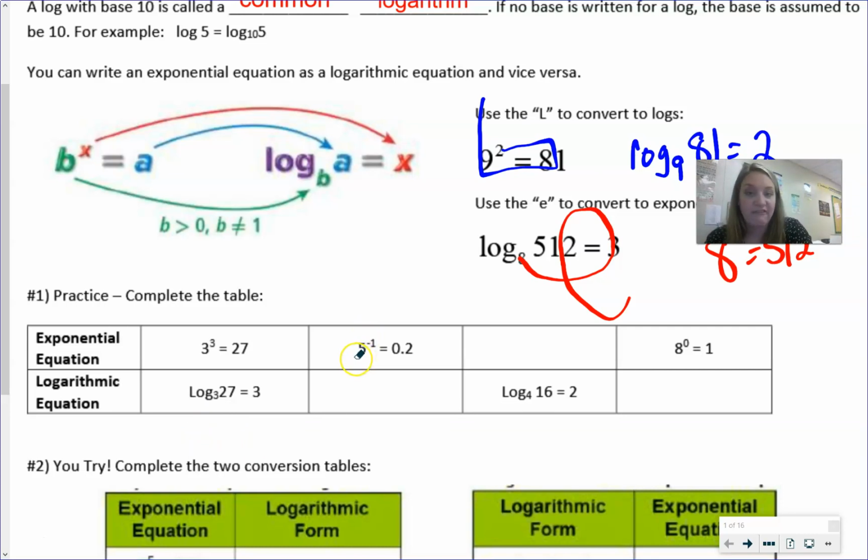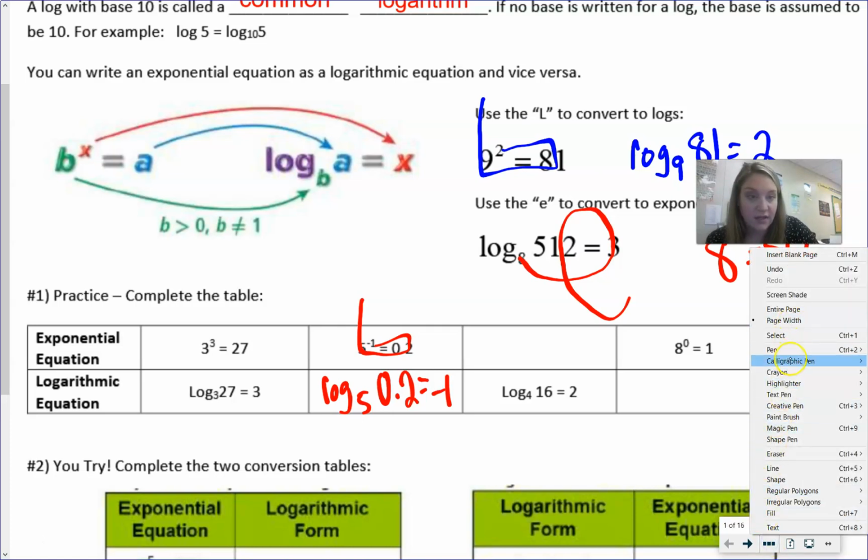All right, so here I have 5 to the -1 power equals 0.2. It wants me to write it as a logarithm. So I'm going to use my L. So I'm going to have a log with a base of 5 of a value of 0.2 is equal to my exponent of -1. Logs always equal exponents, okay? Every single time.